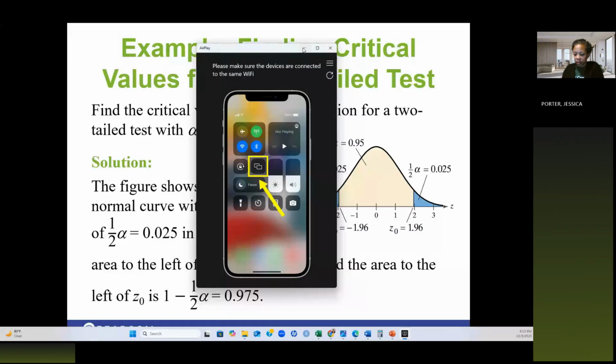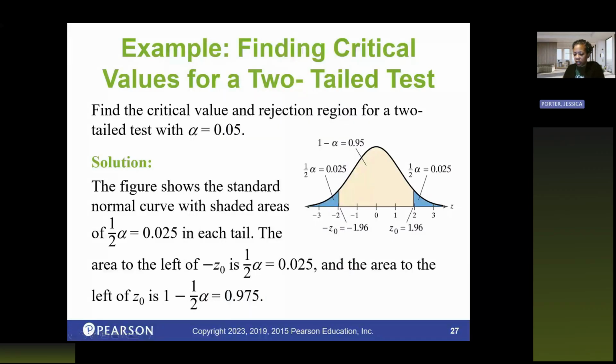Oh, why does it turn off on me like that?